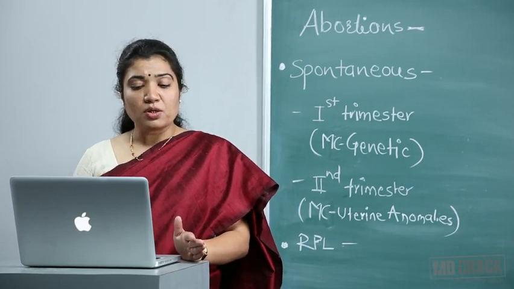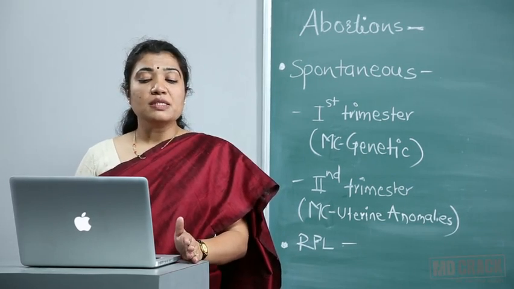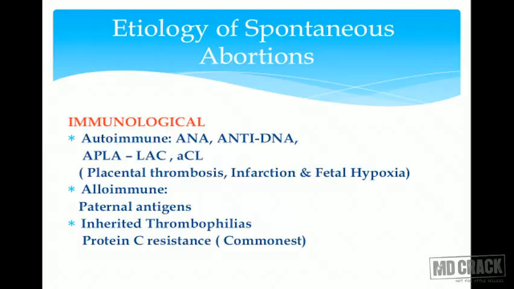And one more cause, which is immunological again, is inherited thrombophilias, where most commonly protein C resistance is seen. Protein C is a substance which avoids formation of thrombus in the intravascular system. When there is resistance to this, there is again initiation of thrombus formation, which will have consequences as we have discussed, that is placental thrombosis, infarction and fetal hypoxia.